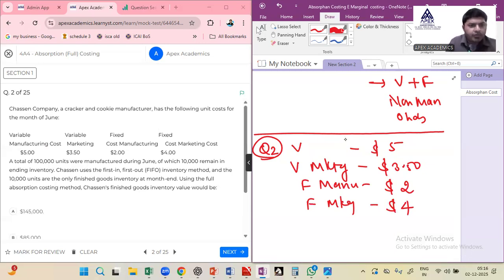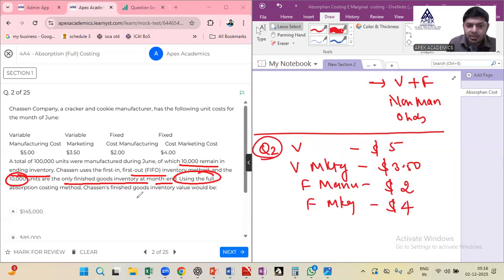A total of 100,000 units have been manufactured during June, out of which 10,000 units remain in the ending inventory, that is closing stock. Chasen uses FIFO method for inventory valuation, and the 10,000 units are the only finished goods at month end. Using full absorption costing method, what will be the value of the inventory?